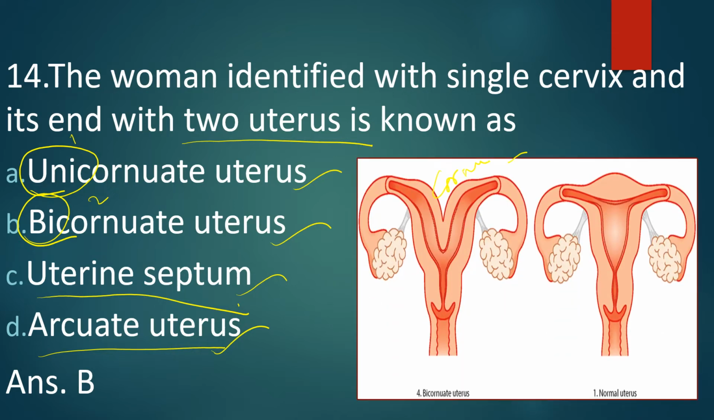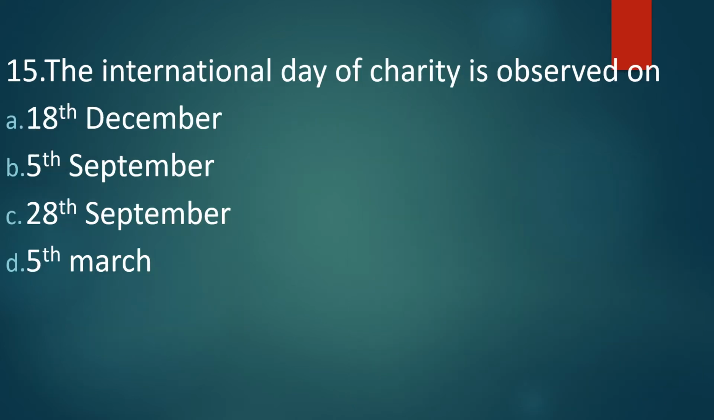So this is a normal uterus, which has a single cervix and single uterus. But over here you can see a single cervix and two uterus. This is called bicornuate. Next, we shall move on to the next question.